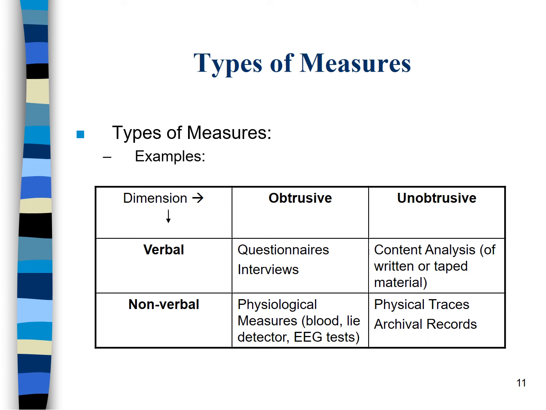And then nonverbal unobtrusive physical traces. Think of a crime scene. In order to know, was Bob here at that crime? Well, they go into a crime scene. Do they find hair, blood, other sorts of physical traces that may have been left behind that belong to Bob? Archival records, sort of the medical records, school records, things of that nature.